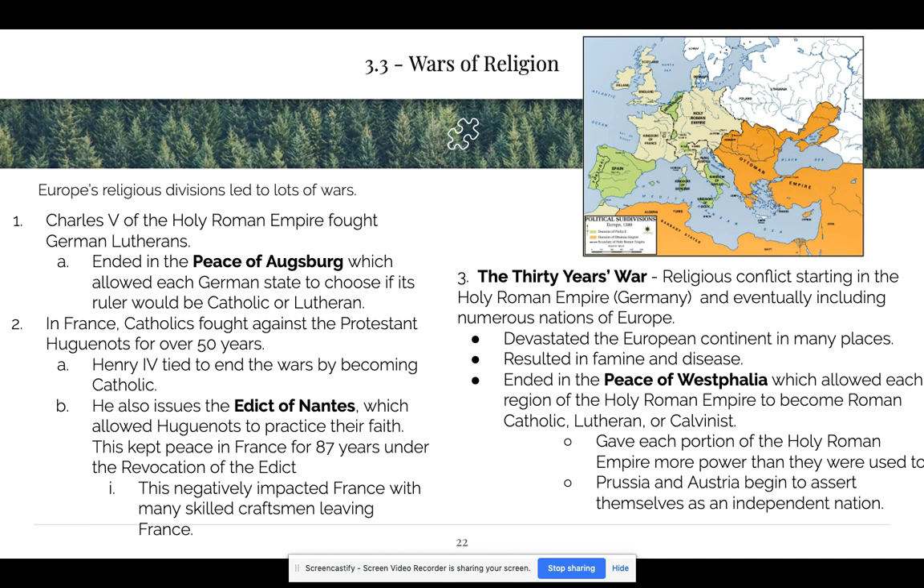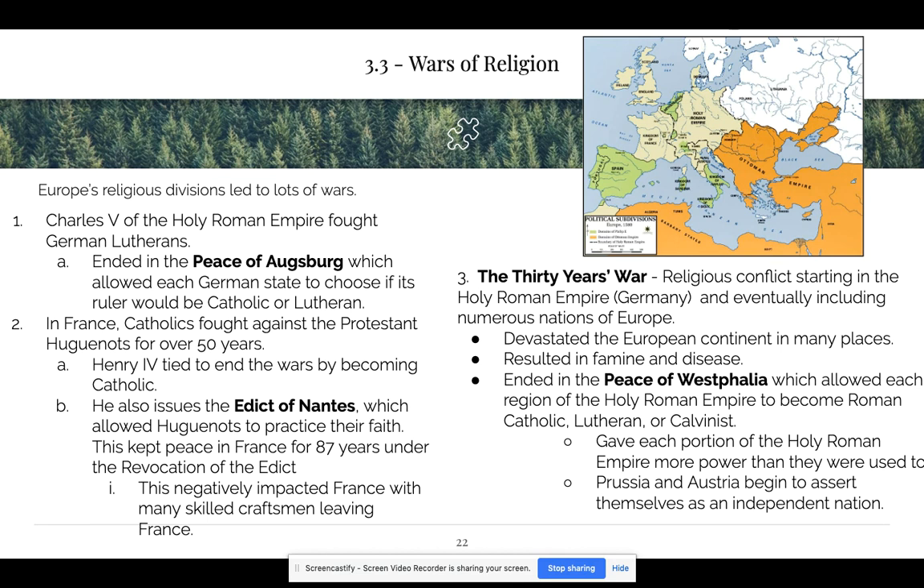This is not the first like world war because it didn't involve the whole world, but it involved a lot of nations. It resulted in widespread famine and disease, which is not ever fun. And it ended in the Peace of Westphalia, which allowed each region of the Holy Roman Empire to become Catholic, Lutheran, or Calvinist.